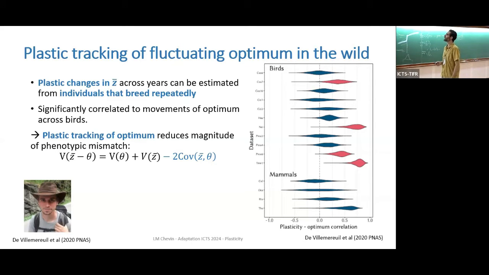We did that across species, and we found that in several of these species this correlation was significantly positive. It was also significantly positive overall for birds. This means that this plastic tracking of the optimum across bird species buffers, or reduces, the magnitude of fluctuation in the mismatch with the optimum, which hadn't been shown before, even though this is the idea of why plasticity is thought to have evolved in these species.